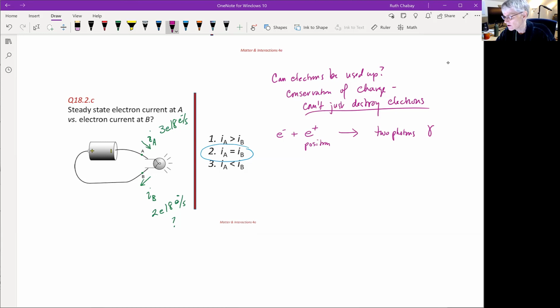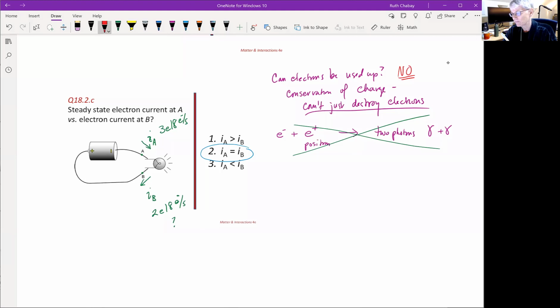We write them as gamma rays because they're kind of high energy photons. But do we have antimatter in this wire? We know we don't, because antimatter reacts so quickly with ordinary matter that the wire would not be there if there were antimatter in the wire. So we can rule that out. We can't think of a way to actually use up electrons without destroying something else that's positive. Yeah, we do hope there's no antimatter in the wire.